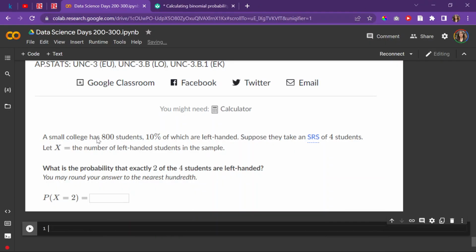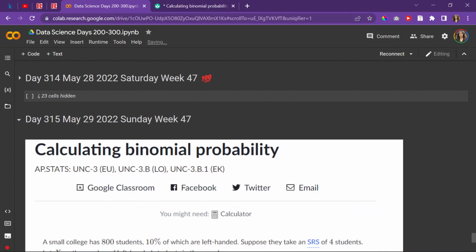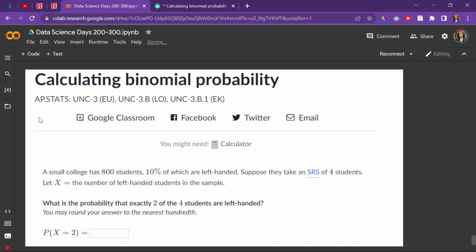Today is May 29th, 2022. It is a Sunday. It is also day 315 of data science, and today I'm going to be calculating binomial probability using Python.